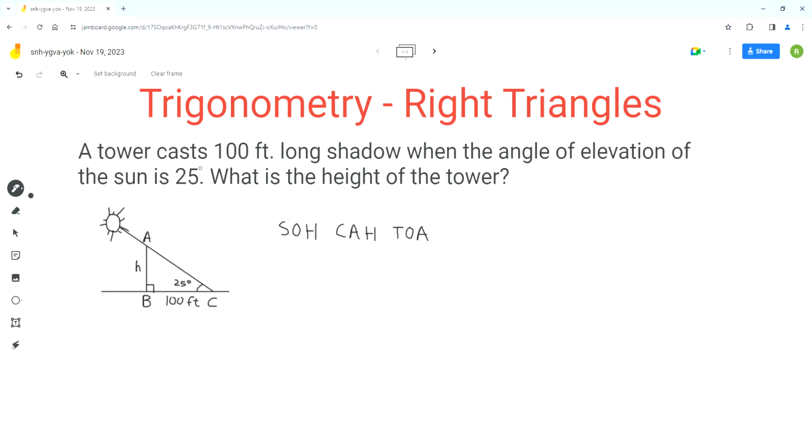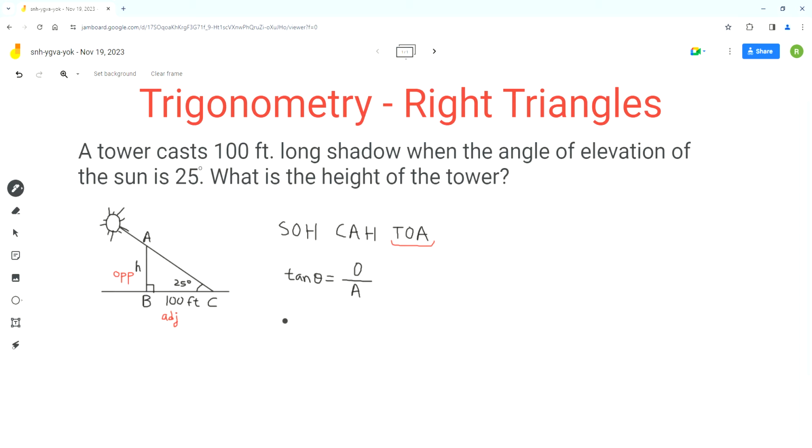Now for the 25-degree angle, the 100 feet side represents the adjacent side and the height represents the opposite side. So we have to use the trig ratio that uses opposite and adjacent sides, and that is TOA, the tan ratio. So the formula for tan is, tan of angle theta equals the opposite side length divided by the adjacent side length.